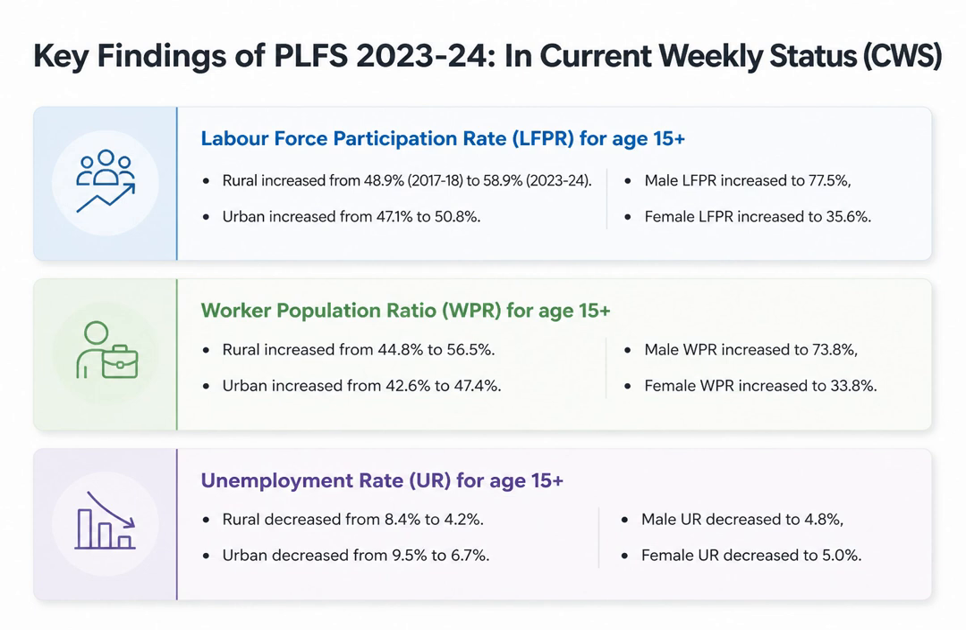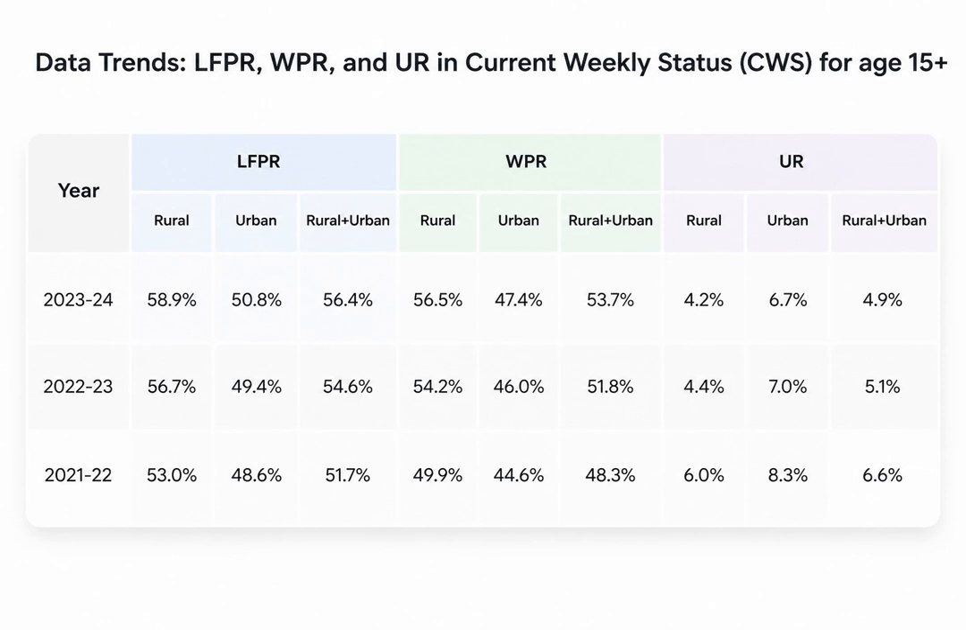As a result of more people finding work, the unemployment rate under CWS halved in rural areas, dropping from 8.4% to 4.2%. Urban unemployment also saw a notable decline, falling to 6.7%, with male and female rates dropping to 4.8% and 5.0% respectively. Here's the year-by-year breakdown for the current weekly status over the last 3 years.